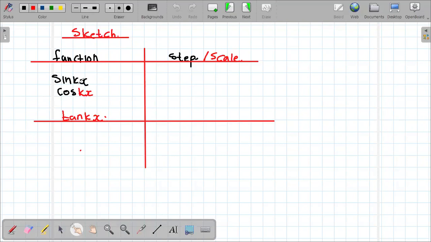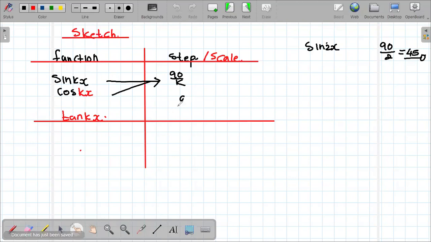For sine kx, what will be the step? The step will be 90 divided by k. Suppose they give you sine 2x, what will be the step? 90 divided by k, where k is 2, and your step will be 45. So cos and sine operate the same. What about tan? Just say 90 divided by 2k. If you know this table, we are good to go.